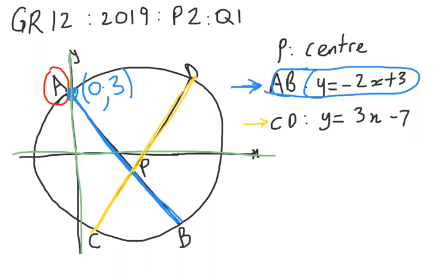Why? Because we have this equation, CD, and we also have the equation AB, the blue one that we did the whole time. So now we know if we have a point that is the intersection between the two lines, then we're going to use simultaneous equations. All right, so that will now be our next step to determine P.